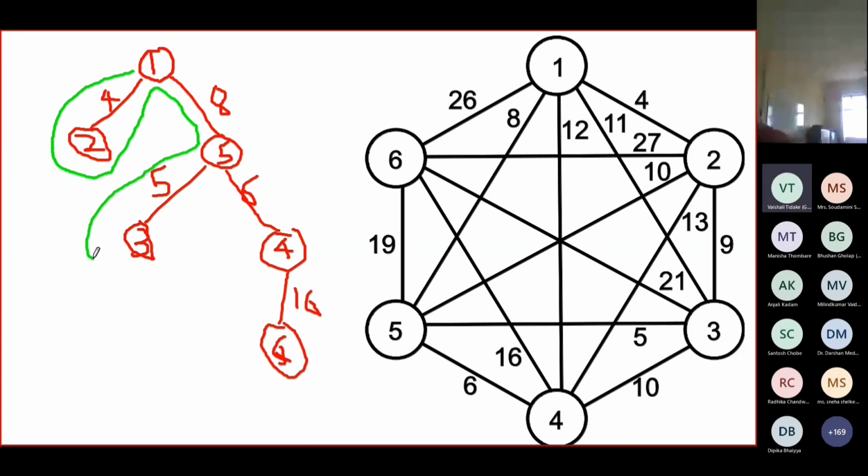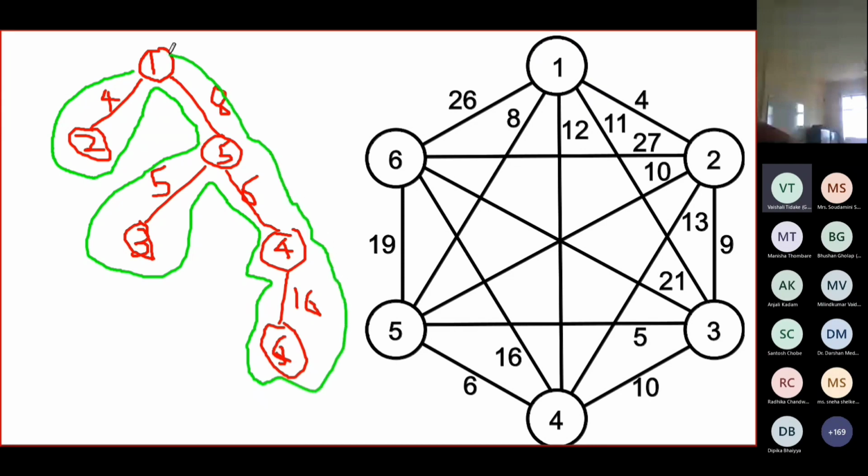Visit 5, visit 3, visit 5, visit 4, visit 6. From 6, there is no other option. You have to go back to 4, 5, 1. So this is the Hamiltonian cycle you will obtain. So again, 4 plus 4 plus 8 plus 5 plus 5 plus 6 plus 16 plus 16 plus 6 plus 8. This is the total addition. But here we want to obtain the minimum spanning tree, and from that, the minimum smallest cycle is what we want to obtain.